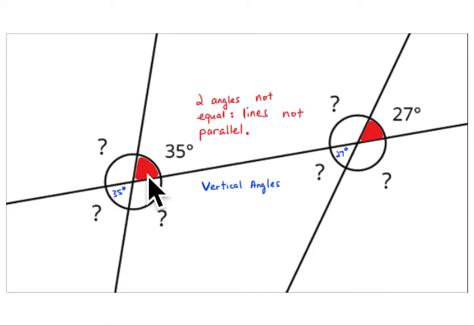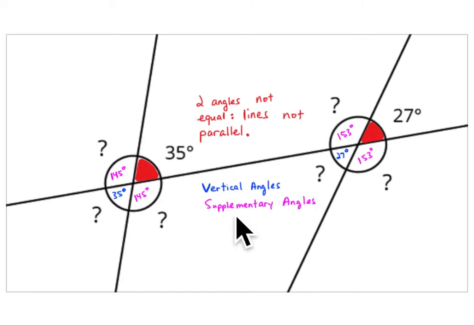So vertical angles, this angle has to be 35 degrees, and this vertical angle here has to be 27 degrees. And then supplementary angles, 35 plus 145 degrees equals 180 degrees. And notice that the 145 degree angles are also vertical angles. So you can get that way as well.